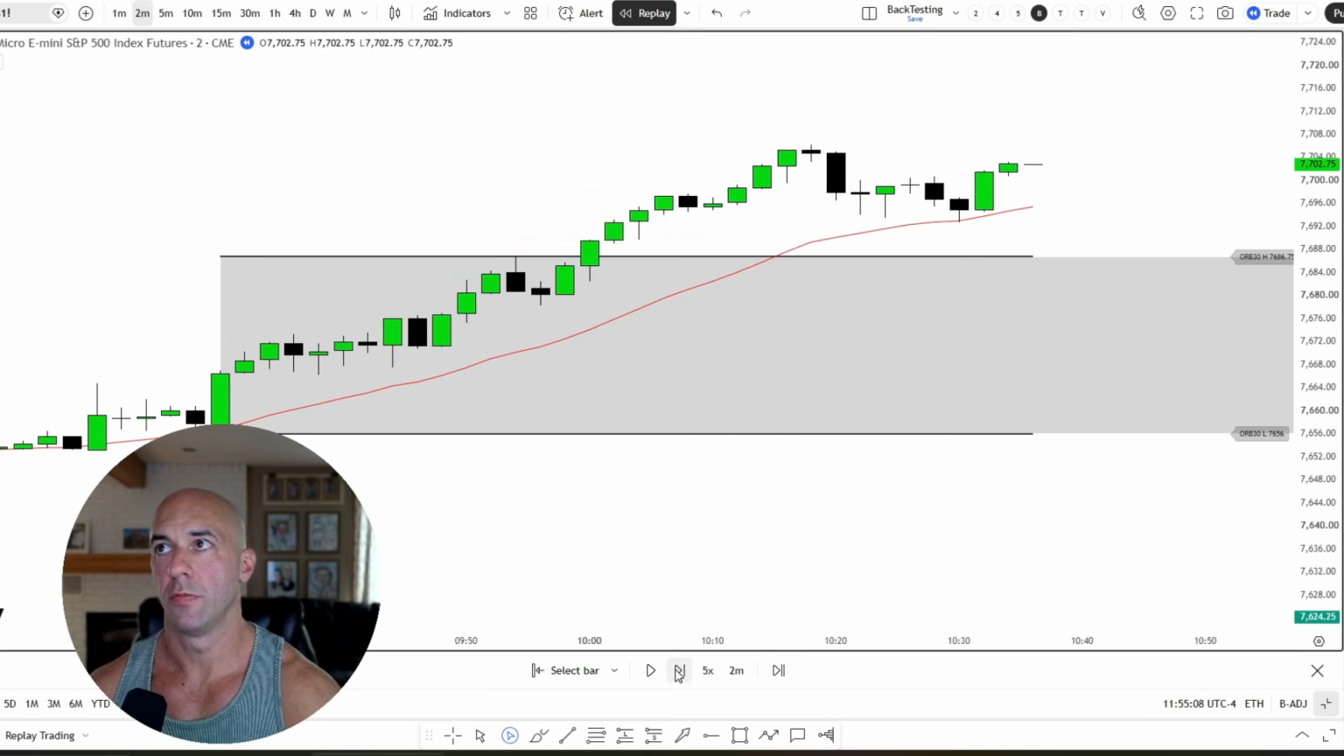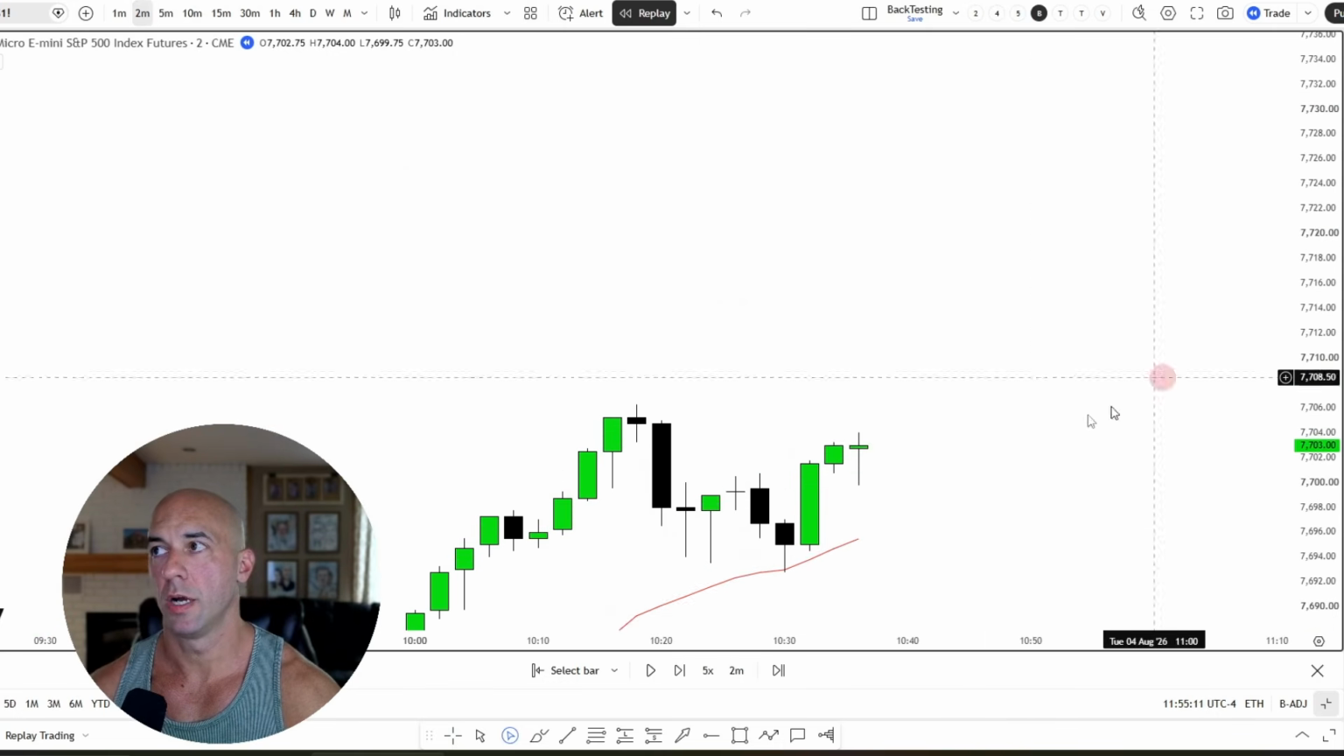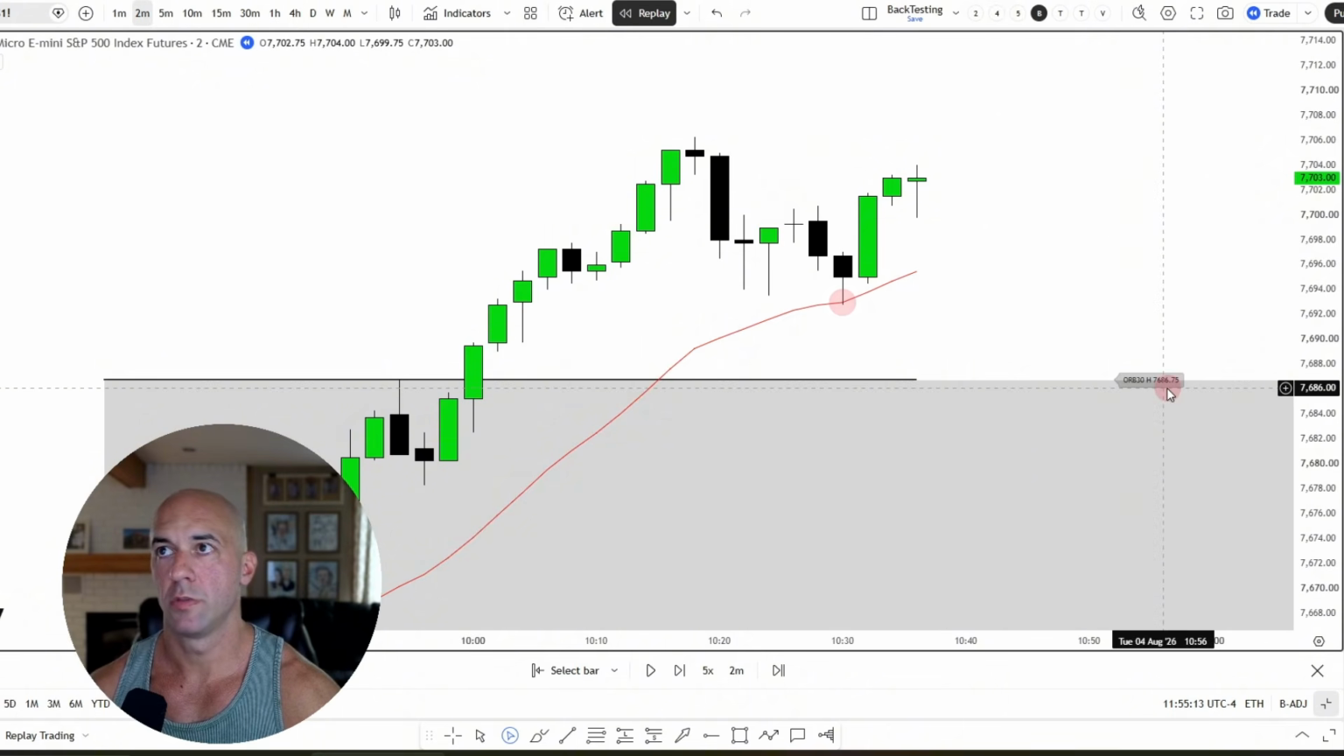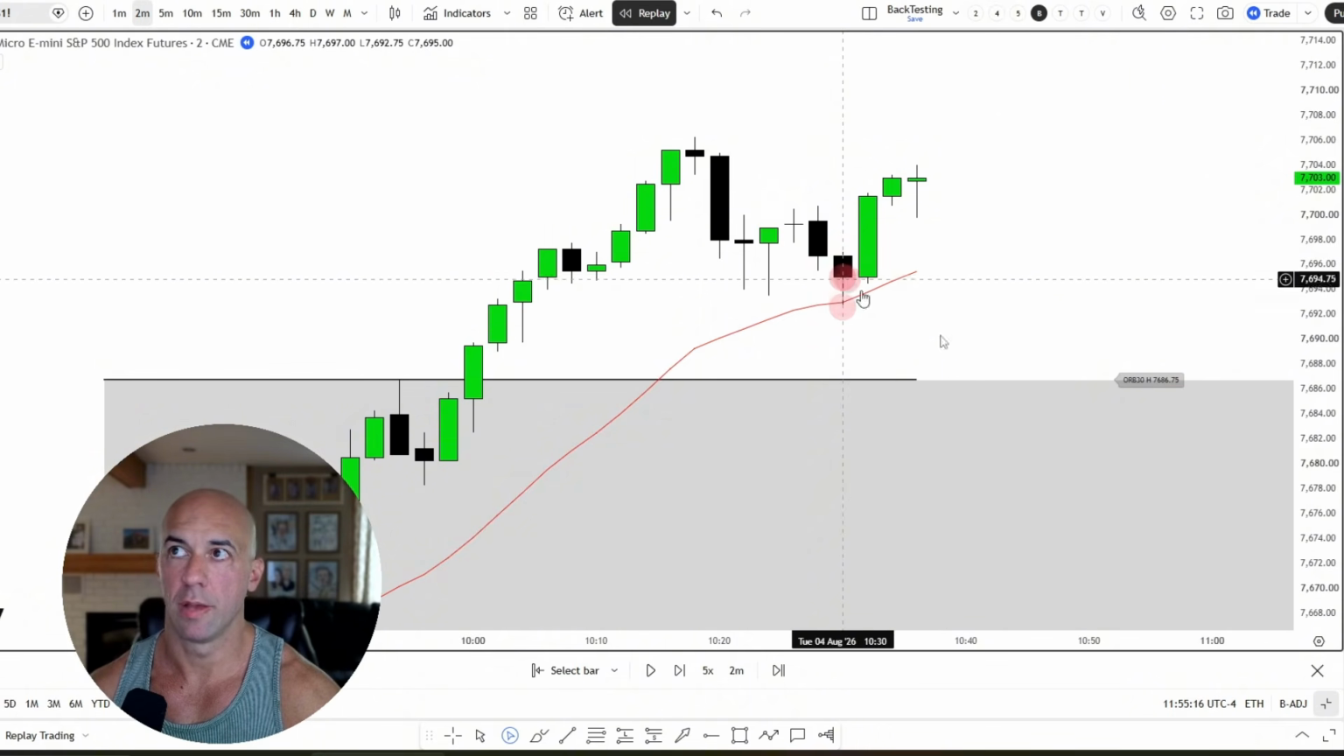We're on the 2-minute. Wait for a 2-minute 20 EMA interaction. Boom. You got it right there. See the 2-minute 20 EMA interaction? It tapped it and it closed back above.